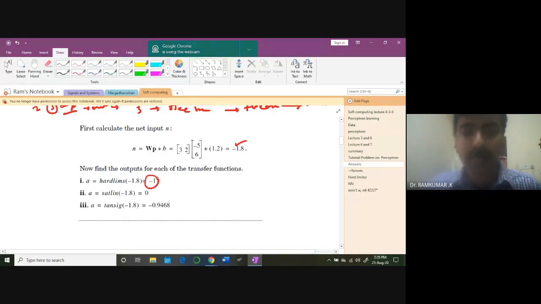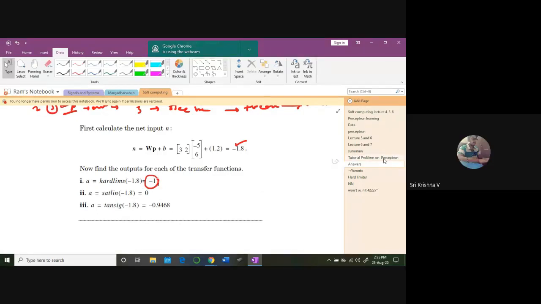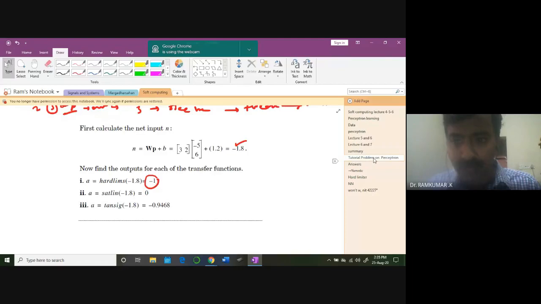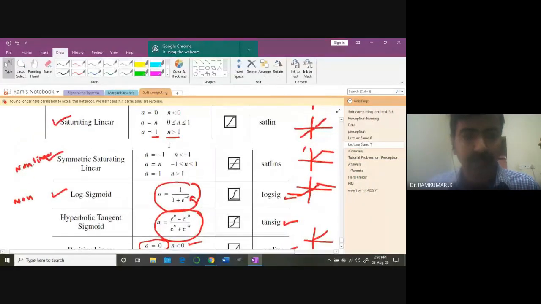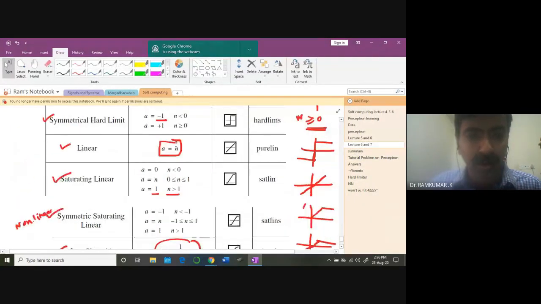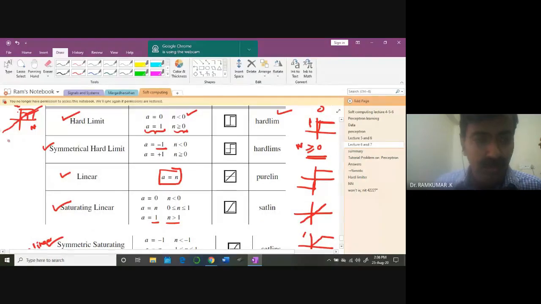Why is it minus 1? It is the symmetrical hard limit. You should be careful about it. Here is the transfer function: the symmetrical hard transfer function. I mentioned it here. So this is what A equals.